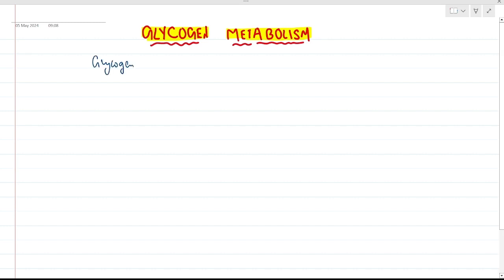We know glycogen is the storage form of glucose. Glucose is transformed to glycogen and is stored in the animal body. So glycogen is a branched polymer of alpha D glucose.